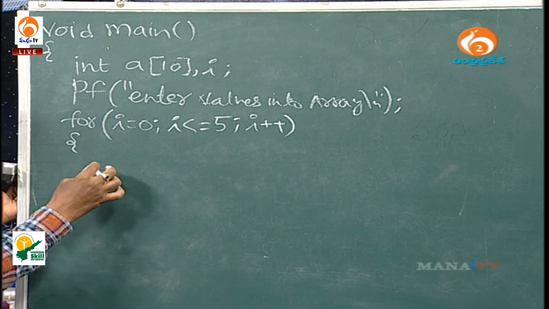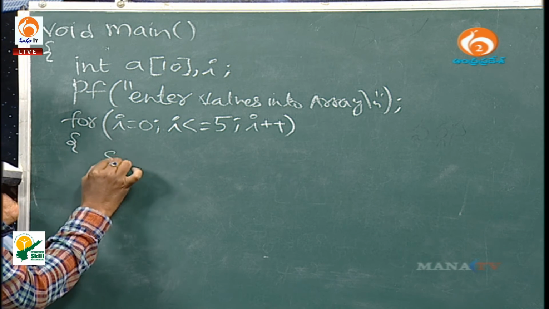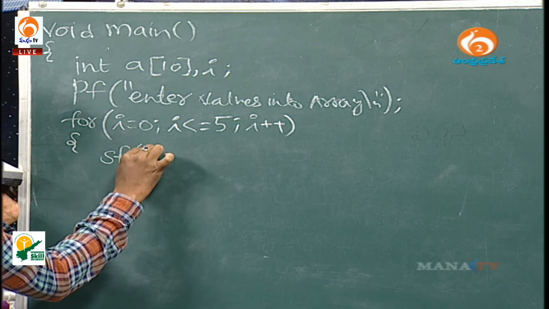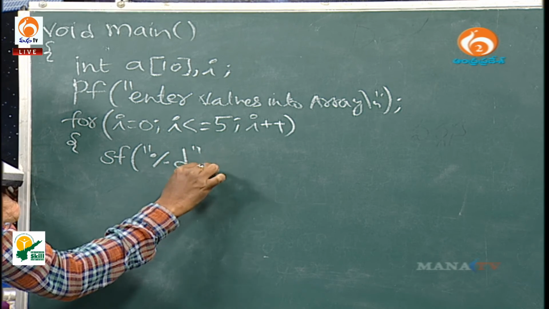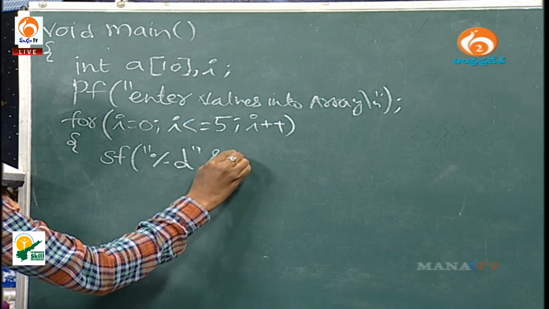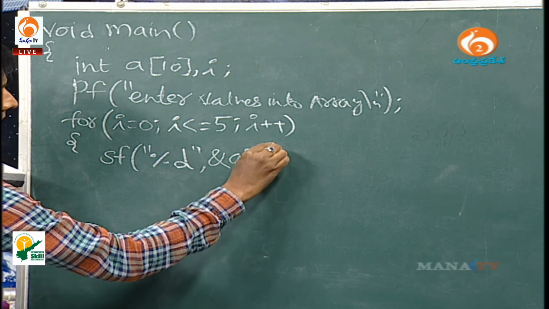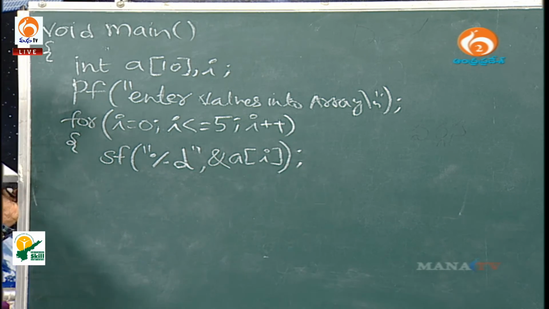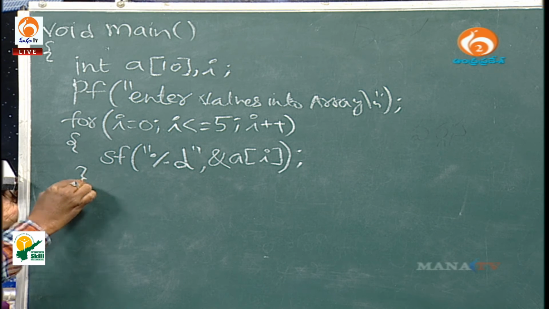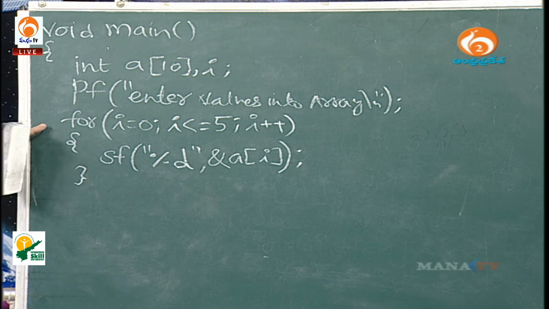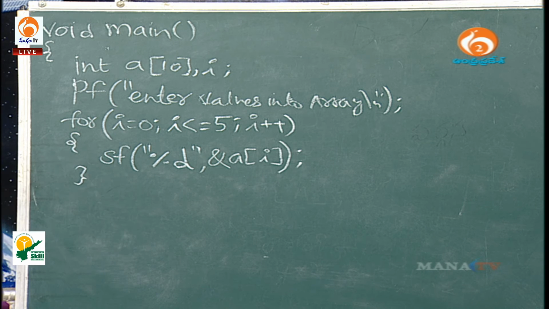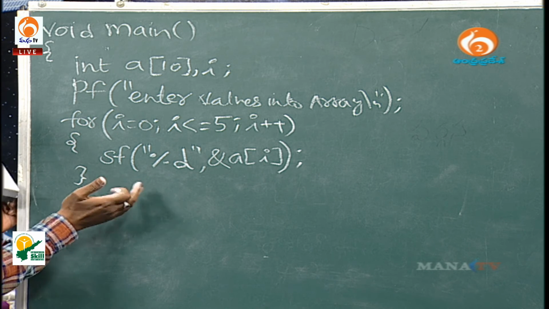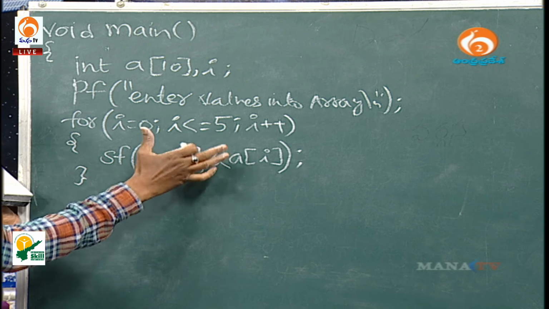Next, we need to read the value. So, I am writing scanf %d, ampersand A of I. If you are not using a for loop, we have to write scanf 5 times. Next, we read the values, up to 5 elements it is okay.